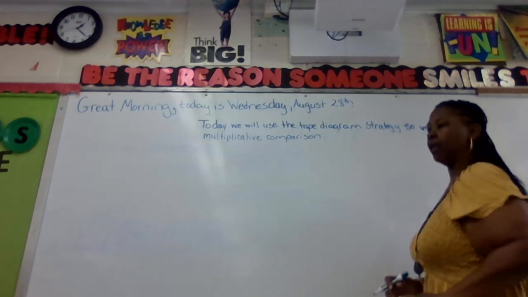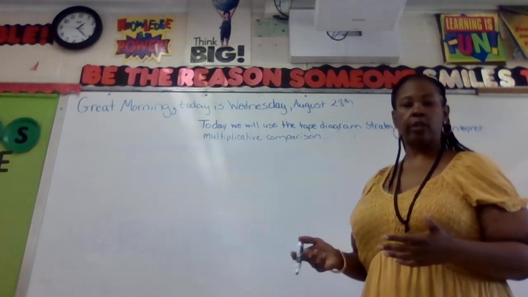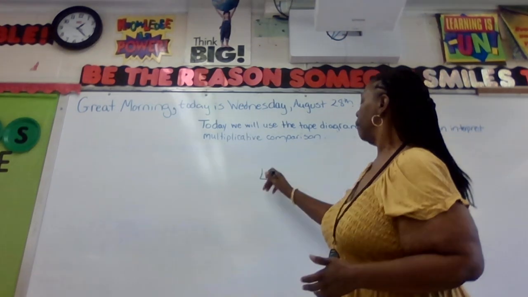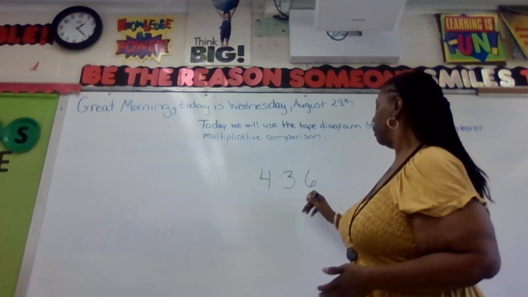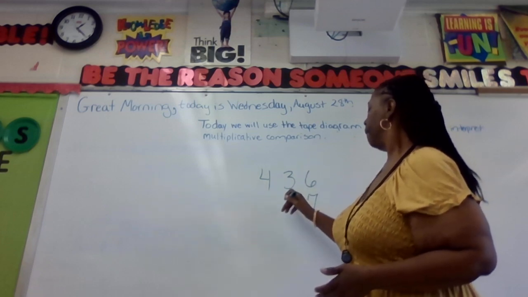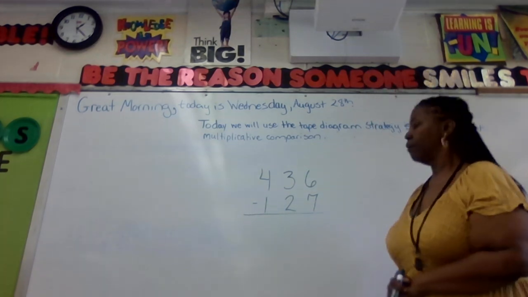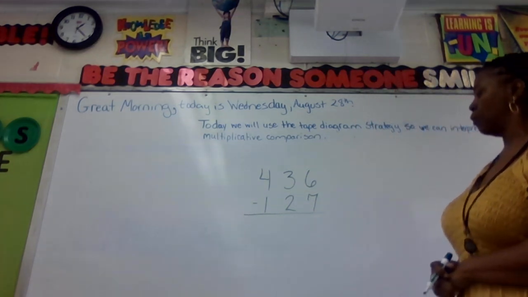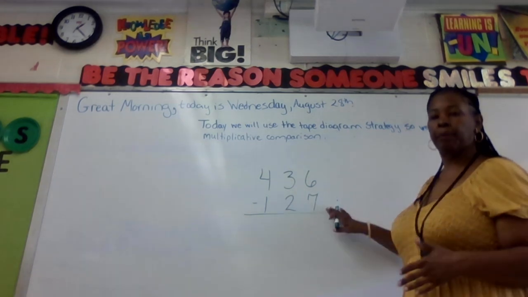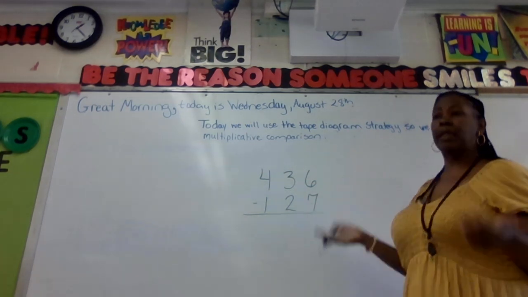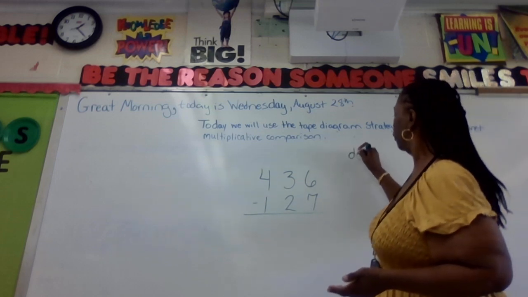Also, tonight they have for homework, I gave them one problem with subtraction to go over. So let me give you an example. This is one where we're regrouping, where you're going to have to decompose numbers. Okay, so we have 436 minus 127. Now we know the number on top always has to be bigger than the number underneath. So we cannot do 6 minus 7. So we're going to go next door and we're going to do this.